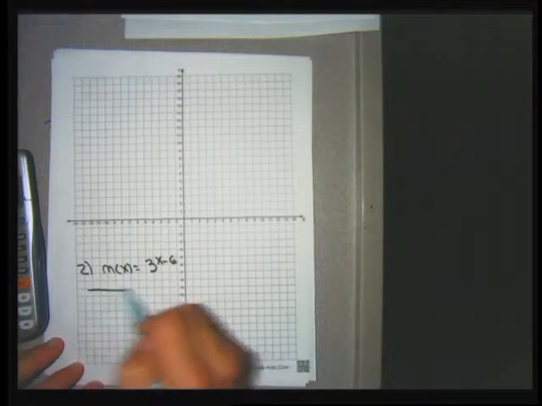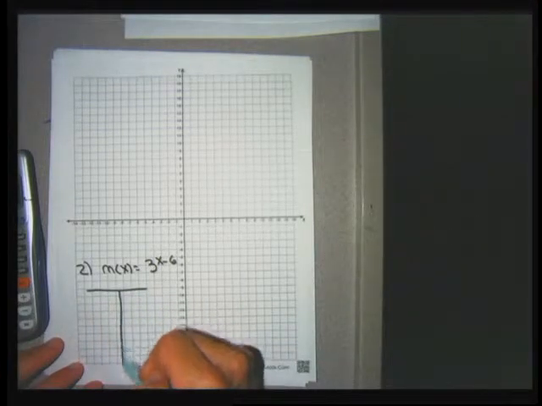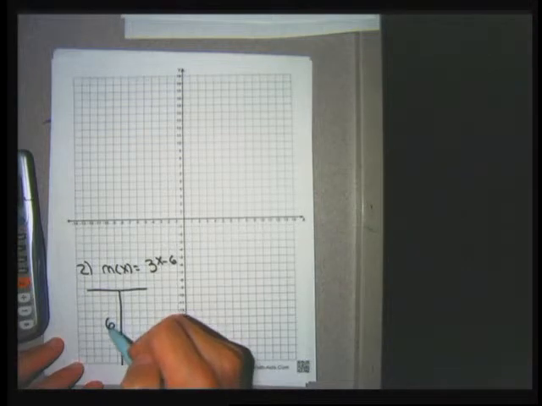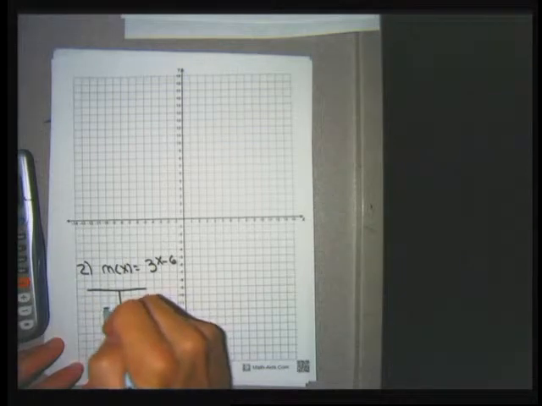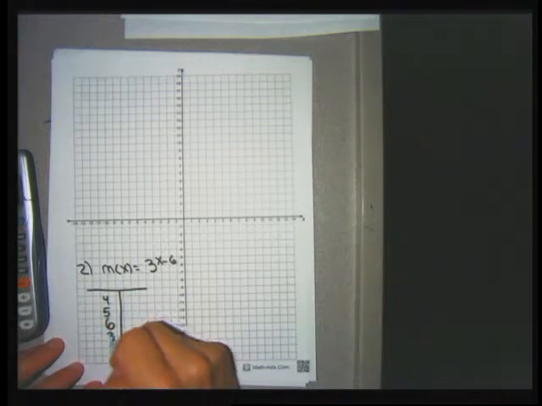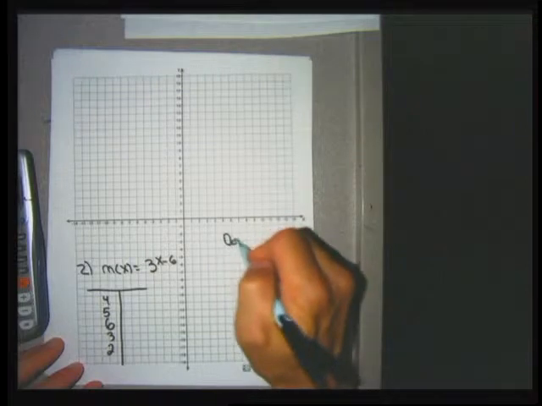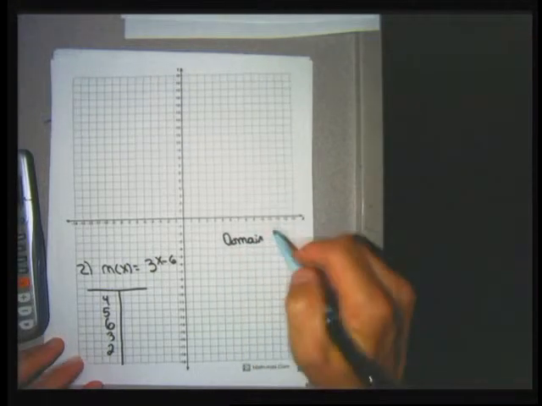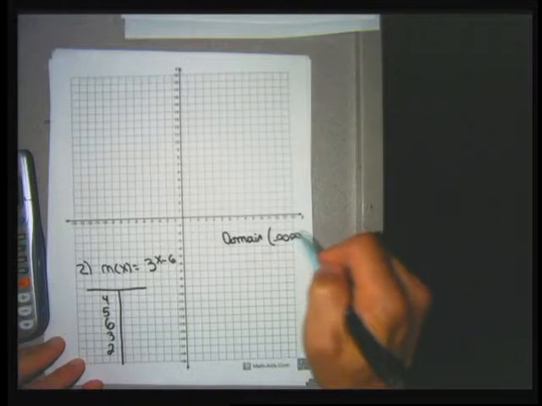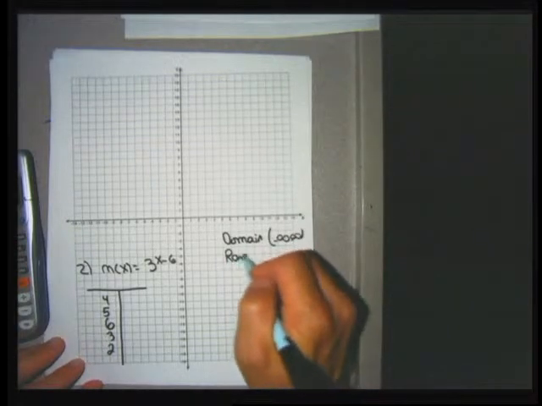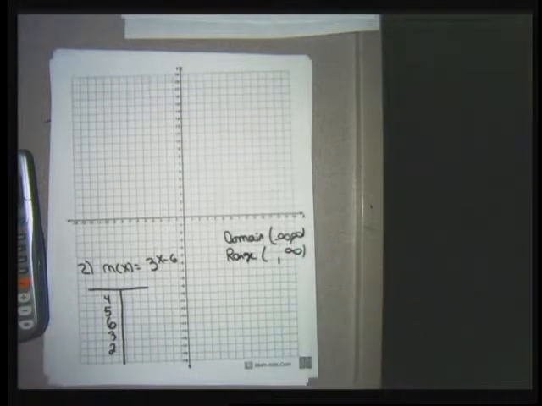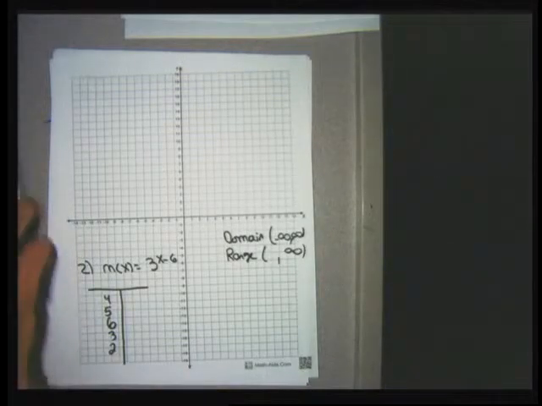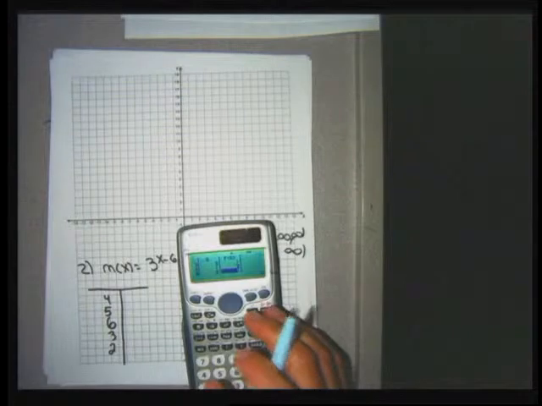For my table, when there's a plus or minus in the exponent, I'll take the number in the exponent and change its sign, throw that in the middle of my x column, and then go down a few and up a few. The domain for all the graphs we're going to do on our test is negative to positive infinity. The range is usually some number to infinity. I'm going to get my y's again. They're going to be the same y's, just with different x's.